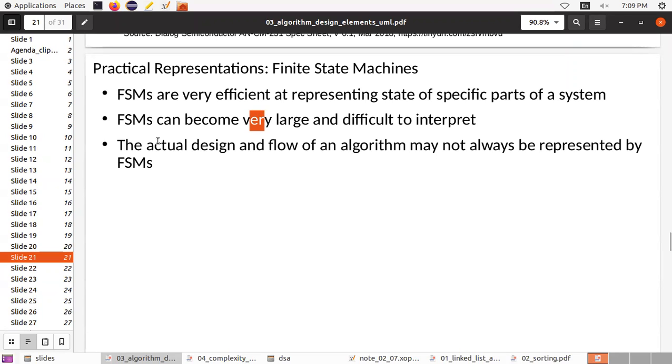The actual design and flow of an algorithm need not be represented by finite state machines. So you may represent the most important states of your system or the most important processes of an algorithm, and the remaining details could be hidden in pseudocode. Okay, so just to avoid finite state machines from becoming too big, occupying something that is larger than a big poster, people resort to actually reducing the number of steps that are shown in a finite state machine.